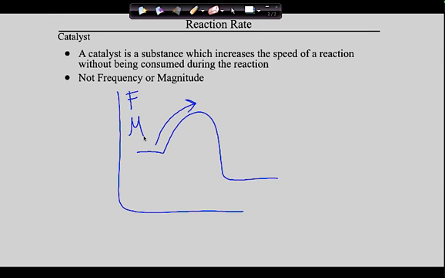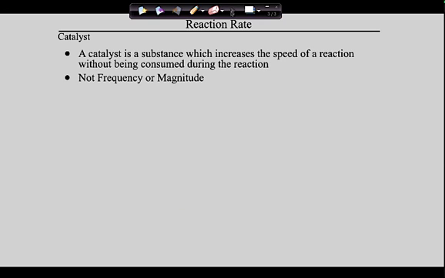And if catalysts don't change the frequency or the magnitude of the collisions, how then do catalysts get more collisions over the hump if it doesn't change the frequency or the magnitude? And what's the answer? Changes the hump. Guys, that's what a catalyst does. A catalyst actually creates a new pathway with a lower activation energy. Now you're thinking, wait a second, how does it do that?